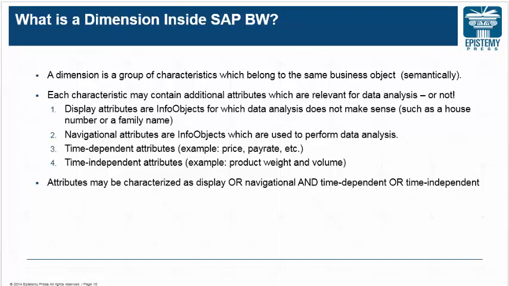The navigational attributes, as we said, are characteristics that reside in a master data. And we said that the master data is like customers, suppliers, so it's an attribute that permanently exists. Now, the time-dependent attributes are attributes that may change over time, like a price, like the pay rate for an employee. The time-independent are attributes whose value does not change. So a product weight, its volume, it will continue to be the exact same thing.